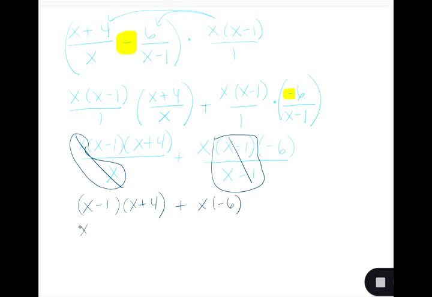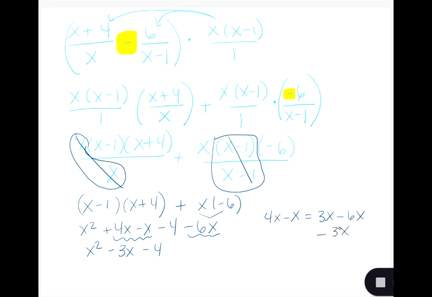By FOIL, I'm going to get x squared plus 4x minus x minus 4 minus 6x if I go ahead and multiply these two here. Okay, so now combine like terms. I just have 1x squared, and then I have these two that are x, and this is x. So 4x minus x gives me 3x, minus 6x gives me a negative 3x, minus 4, because I did 4x minus x, which gives me 3x, and then I had this minus 6x, which gives me a negative 3x over here.